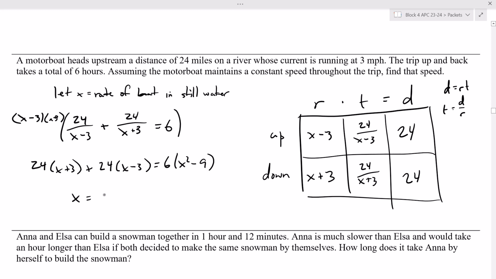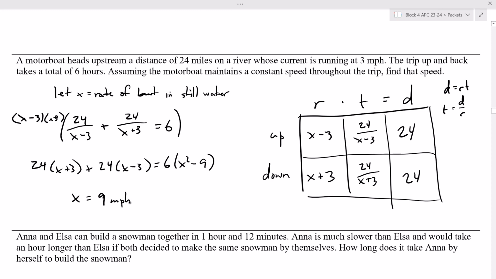X equals 9? Which means it went downstream how fast? I'm sorry, downstream went 12 and upstream. It wasn't asking for that, but the constant speed that was set was 9. And let's put at least a unit on it.